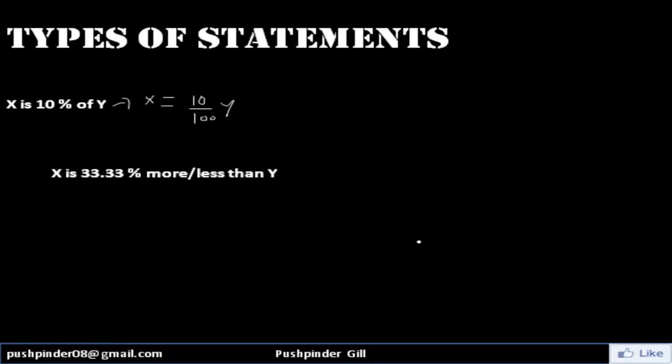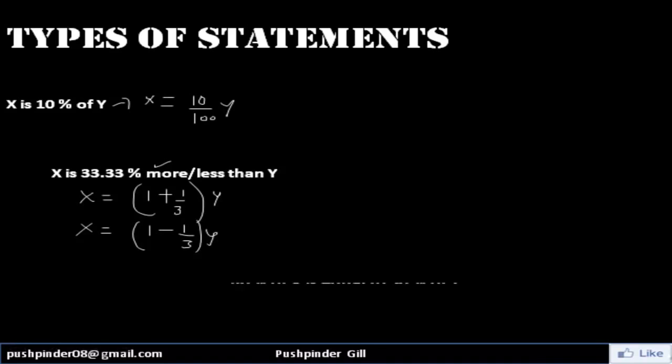Similarly, someone says X is 33.33% more than Y. Then you say X is equal to, now since it's percent more, so it will be 1 plus. So 1 plus, what is 33.33%? That is 1 by 3. So X is 1 plus 1 by 3 of Y. If someone says that X is 33.33% less than Y, then you can easily say X is equal to 1 minus 1 by 3 of Y, right? I hope you all understood what I did over here.